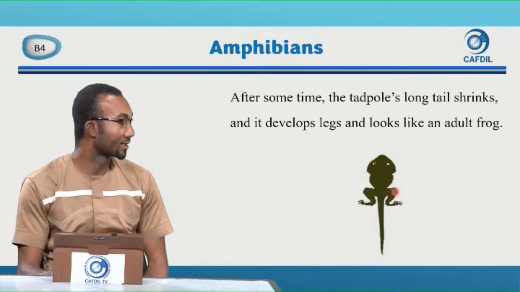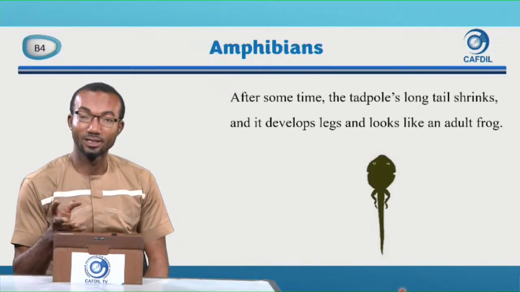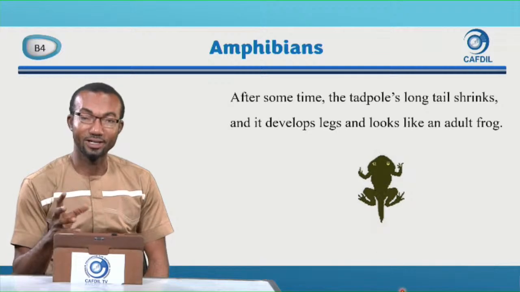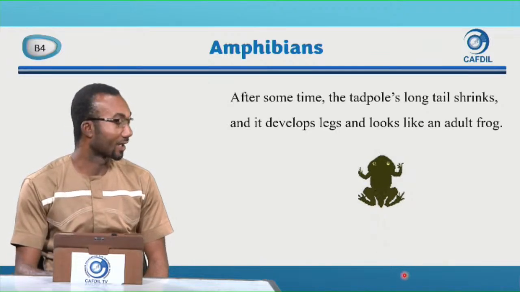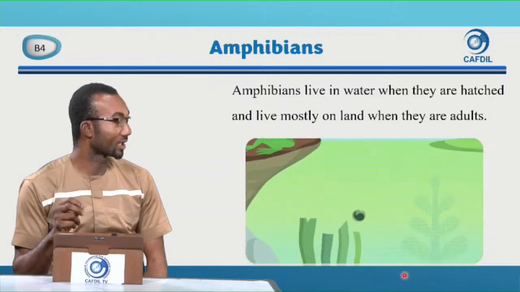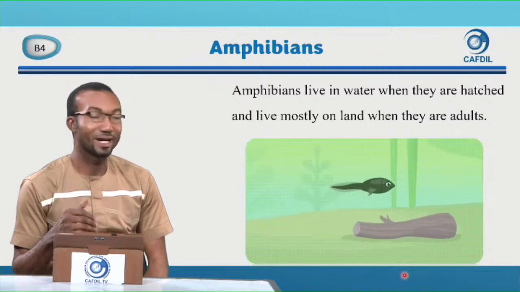These are the hind legs. The tail will shrink, and then it will develop into a mature or adult frog. So after some time, their bodies go through some changes as they grow, and then they finally look like an adult frog. Amphibians live in water when they are hatched and live mostly on land when they are adults.